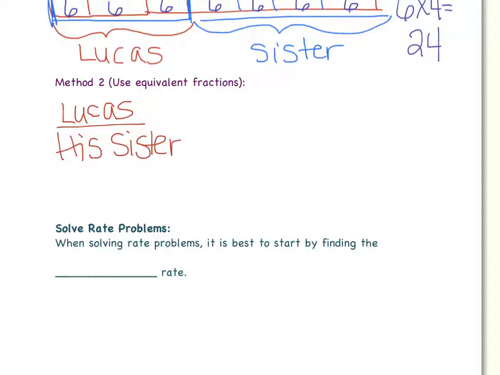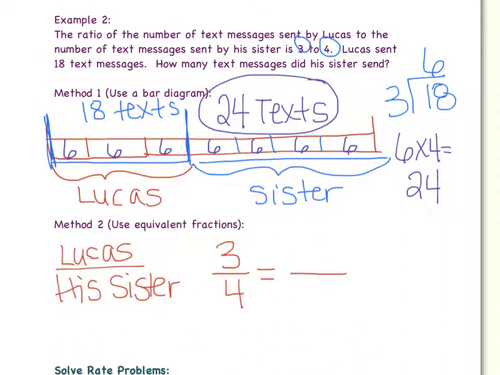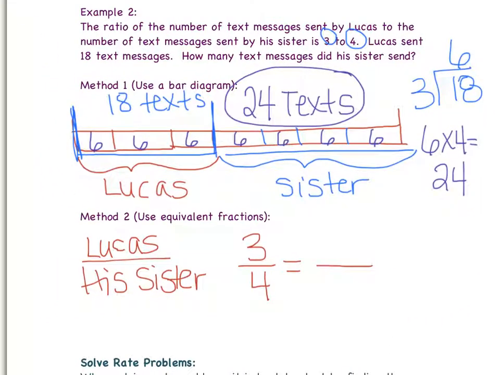Okay, and it told us in the problem that the ratio is 3 to 4, so that's how I'm going to start. And now we're going to set another fraction equal to this. The information we were given in the problem says that Lucas sent 18 text messages. So Lucas, we said, is our numerator. Since he sent 18 text messages, that's going to be our numerator. And the number of text messages his sister sent is our denominator, which is what we don't know. I'm just going to put a question mark for now. Of course, you could use a variable such as x to indicate that you don't know what that's going to be.